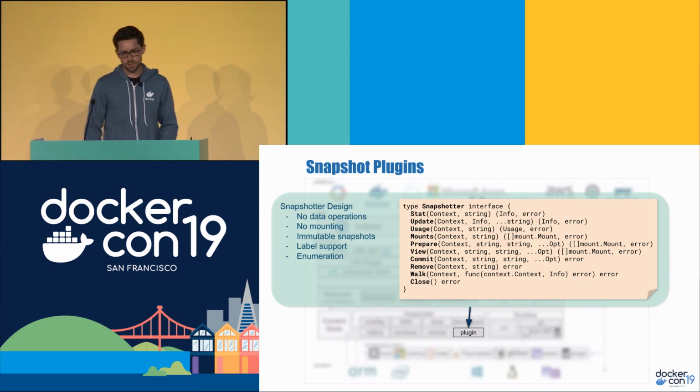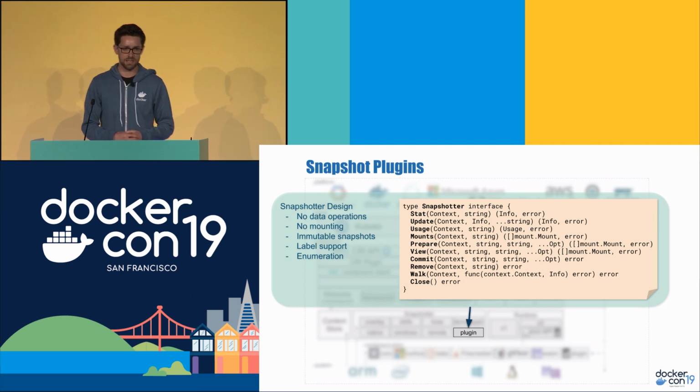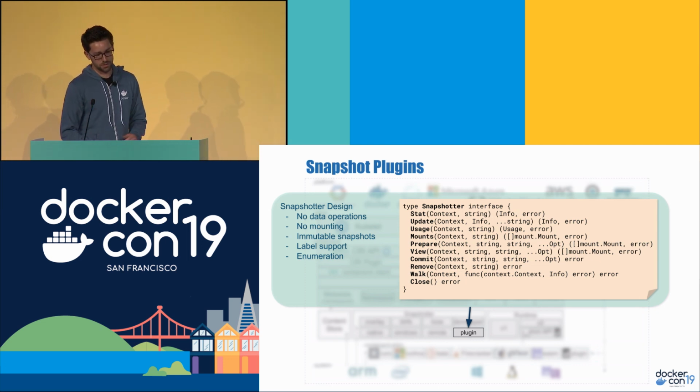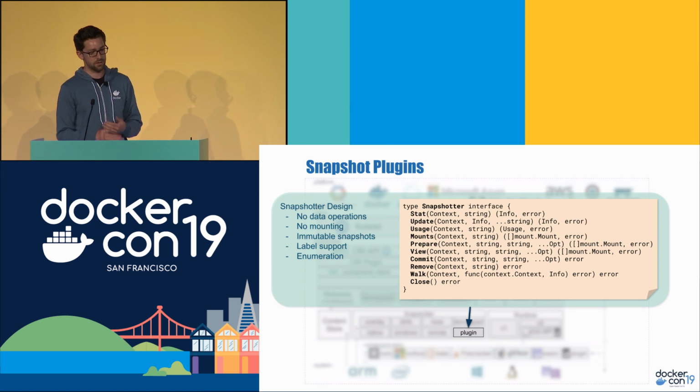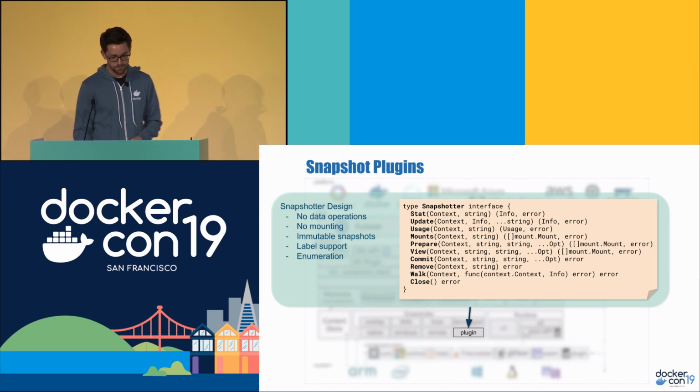So for the snapshotter plugins, this is the interface that you have to implement. It's pretty lightweight in terms of the actual operations that need to be managed. So the life cycle of a snapshot is normally you're going to prepare it either from a parent or no parent. You can mount the file system, you can make some changes, and then you can commit it. And then after it's committed, it can't be changed. But you can use it as a parent for another layer or another snapshot.